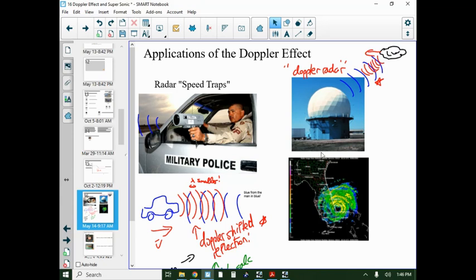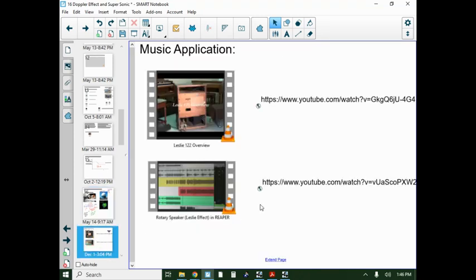Another one you might have heard about is Doppler radar, Doppler weather. So they send up sounds into the clouds. The movement of the atmosphere causes a Doppler shift in the reflected rays. So they can map out the motion of the atmosphere.